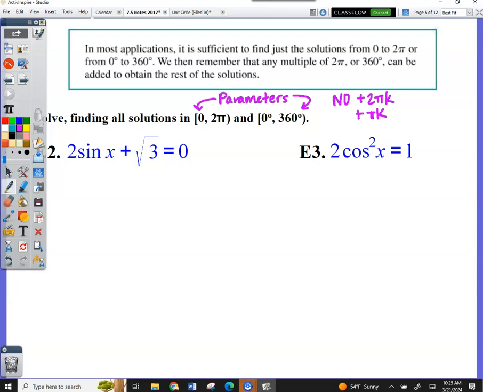Also, the fact that it listed it in radians and degrees, that means they want you to list it in radians and degrees. If they had listed just radians, that means they want yours in radians. If they listed just degrees, they would want yours in just degrees. So let's solve the first one.